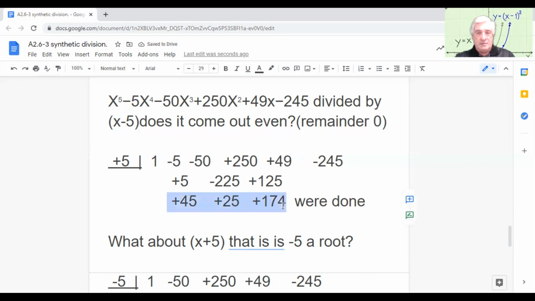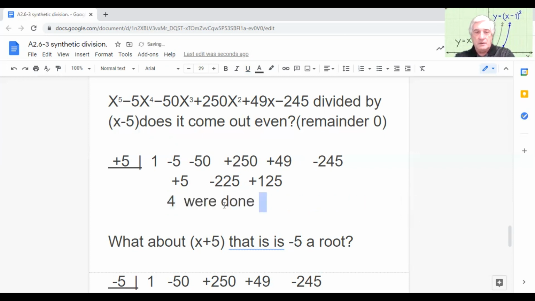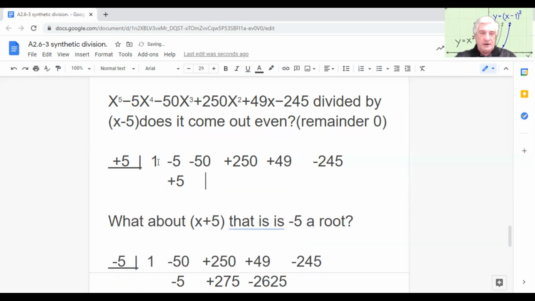I think that line might be wrong, since I left off the -5. That line's probably wrong. So let's start now. Bring down the 1. What do? I bring down the 1.